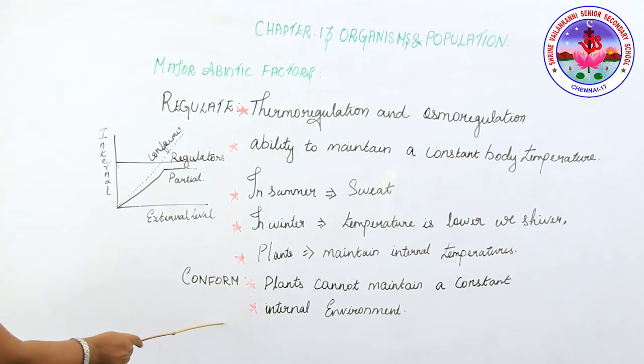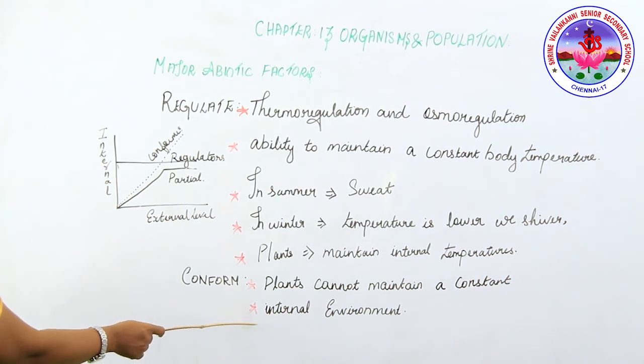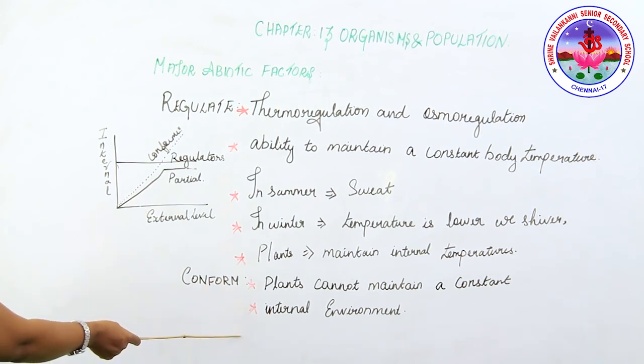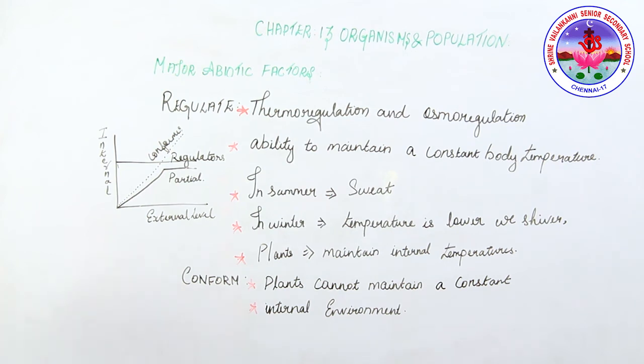Loss or gain of heat is a function of surface area. Small animals have a larger surface area relative to the volume, so they lose body heat fast. They expend energy to generate body heat through metabolism for adjusting. Therefore, very small animals are rarely found in polar regions. So that's all about regulate and conform.